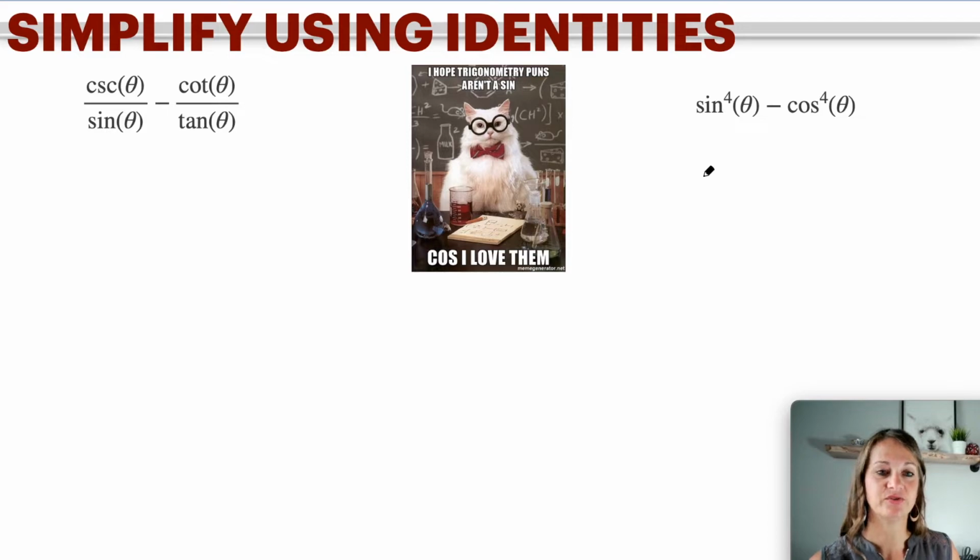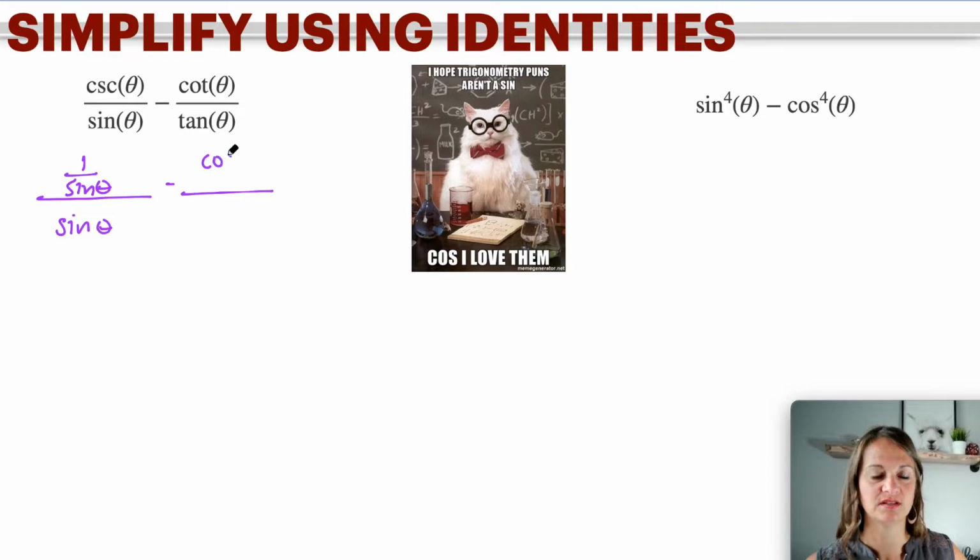Now the next one, so we have 2 fractions that are subtracted. So I am going to go ahead and first switch everything into sines and cosines. Cosecant is 1 over sine. And then on bottom I have sine. Cotangent is cosine over sine. And tangent is sine over cosine.